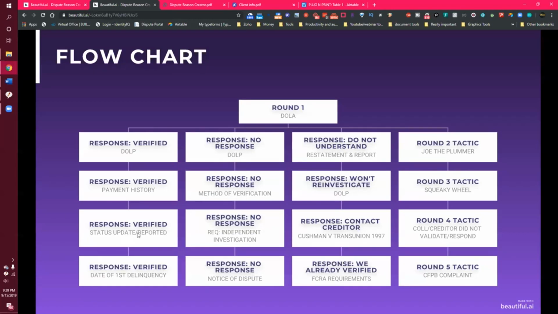Let's go down one more. So the status update or date loss reported, you're going to find this information on IdentityIQ. I will put the link to this where you're finding this video, okay? So that's the only site that I have my clients use. Now when it says verified, go down again, date of first delinquency.